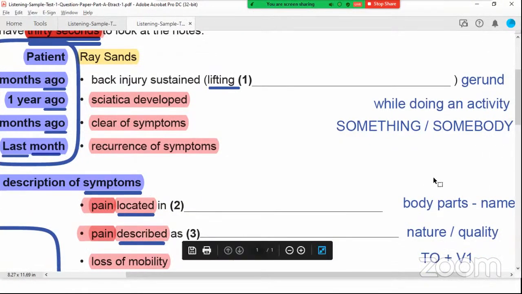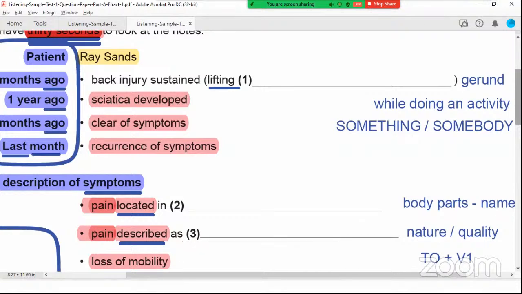Come in. It's Mr. Sands, isn't it? That's right, Ray Sands. Now, I think you've been referred to me because you're suffering from sciatica. That's right. Not for the first time, actually. OK. Well, I've got some notes here, but perhaps you can tell me in your own words about any previous bouts of sciatica you've had, what treatment you had, what worked for you, anything else you can remember.